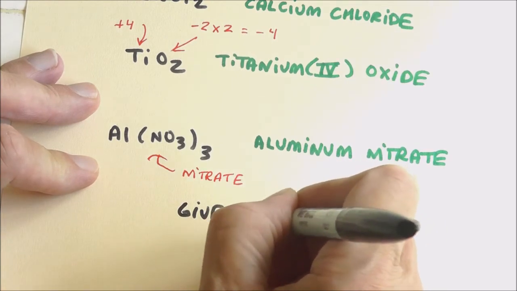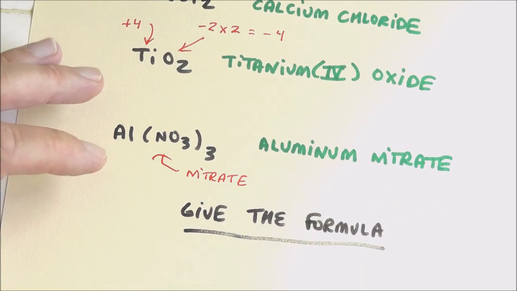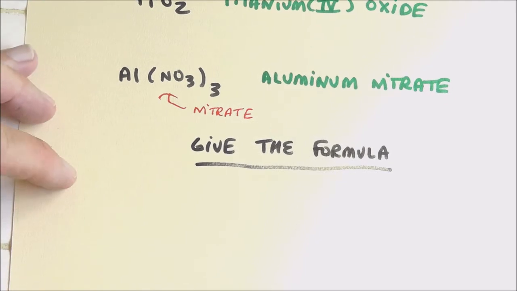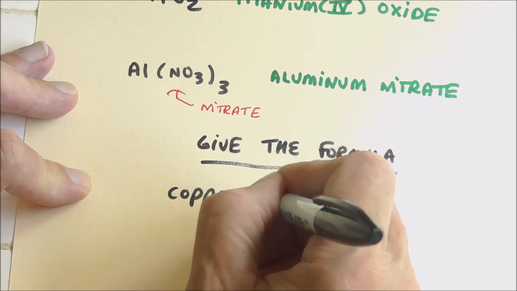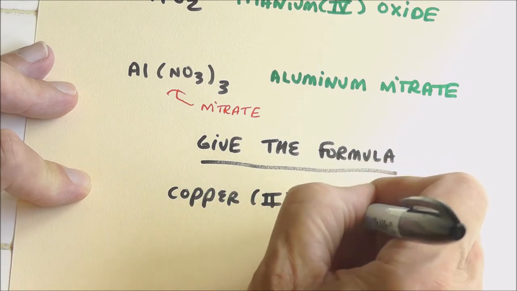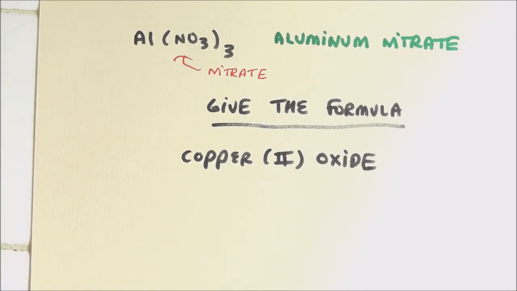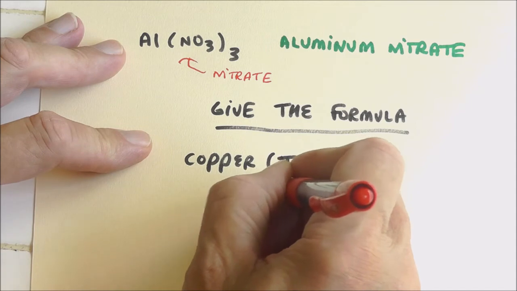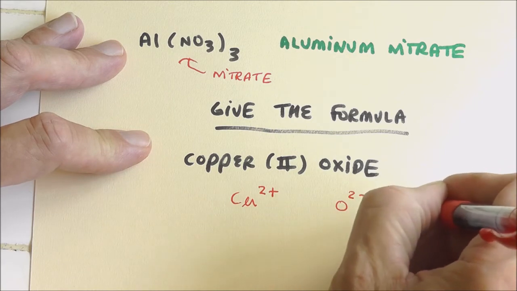I think what's easier is when we go from name to formula. All right, so I'm going to give a name: copper(II) oxide. Let's figure out what that is. Here's the nice thing about being given the name: the name tells you exactly what each thing is. So I got copper 2+. Oxide is in group 6, O2 minus. That is CuO.